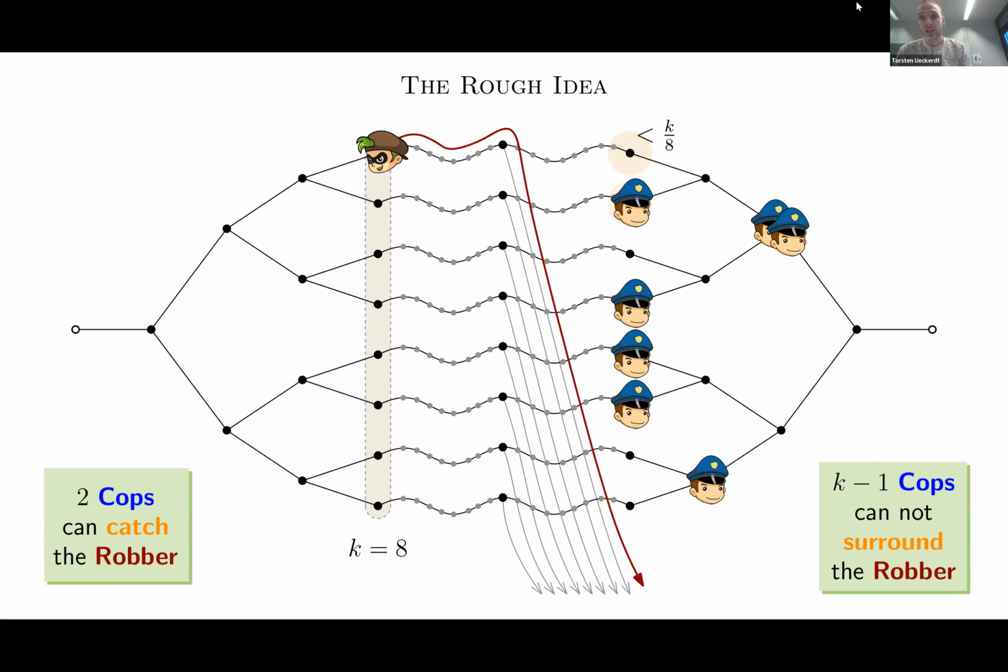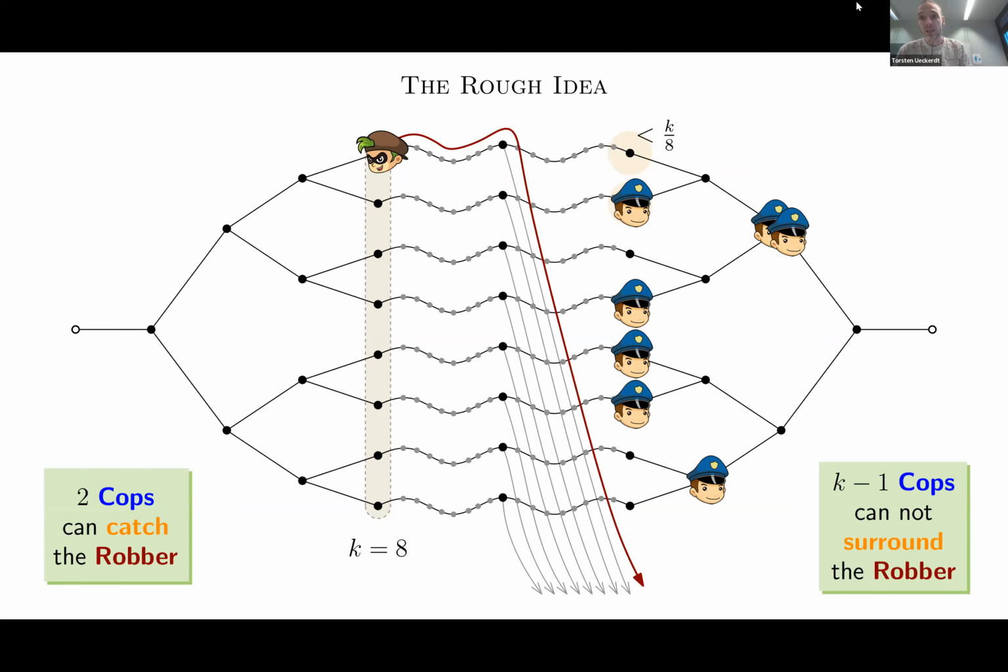Going down, he might go up again, come back to the cycle, but the cycle is short compared to the length of this path here. So at some point, he is so far down here that it's more than the length of the cycle. So he's really committed. And at this point, the cops can reposition themselves on the cycle to be on the same vertex where the robber is still on the way down, because it's so low.